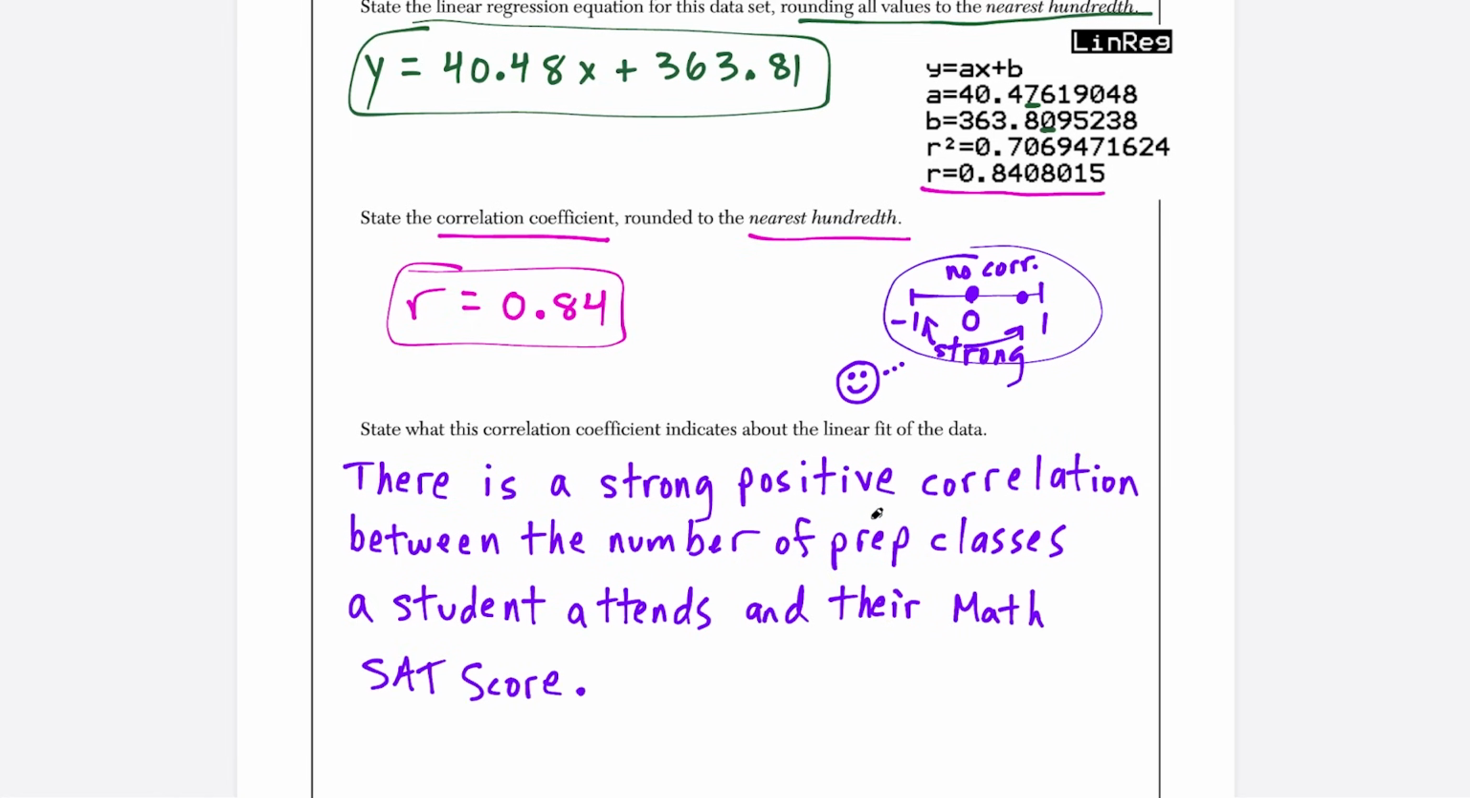Now, one thing to point out here is that we're using the word correlation, but just remember, correlation does not imply causation. We cannot safely say that if a student attends X number of prep classes, that they're automatically going to have an amazing SAT score, or at least a math SAT score. Okay, so a correlation just shows the relationship between the two, but there is a strong positive correlation between the number of prep classes a student attends and their math SAT score.